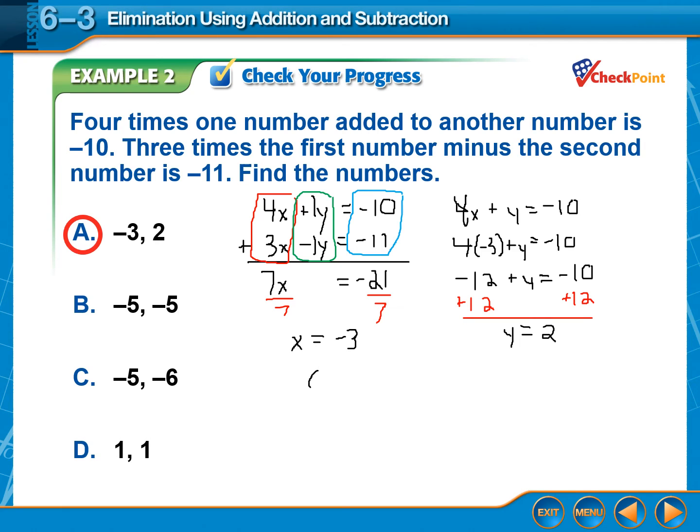So my x value for this system is negative 3. My y value is positive 2. That's the combination that works in each of these situations. 4 times negative 3 is negative 12, plus 2 is negative 10. 3 times negative 3 is negative 9, minus 2, negative 9 minus 2 is negative 11. So we see the combination of negative 3 and positive 2 works in each of the situations that they gave us.